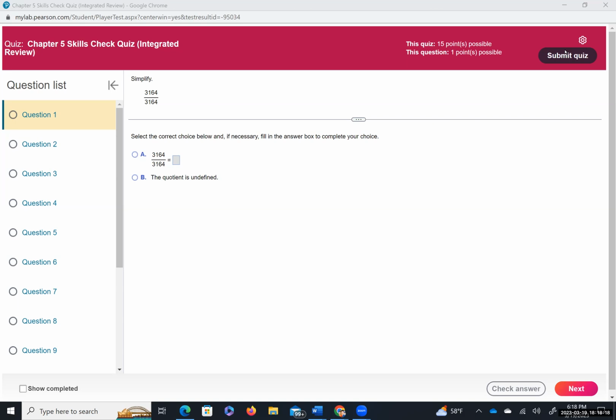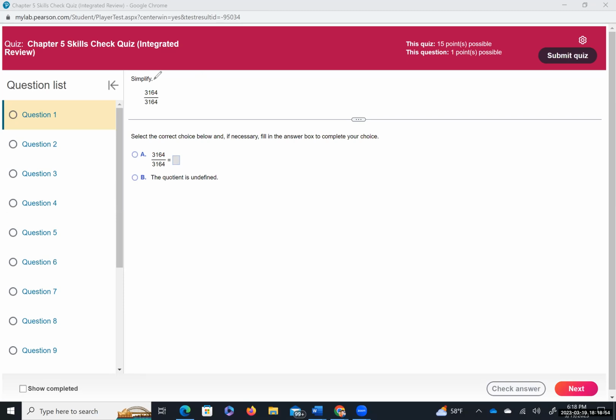In this chapter 5, we will learn how to simplify fractions, do some operations on fractions, and about sets. Learn about the set, right? So let me start with question number 1 here.